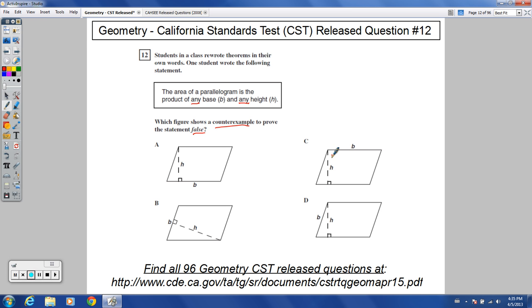This is a base and this is a height. I would say that works out right there. So this one, not that one. That's not going to be true. This one, here's a base and a height. They're perpendicular to each other, so not that one.